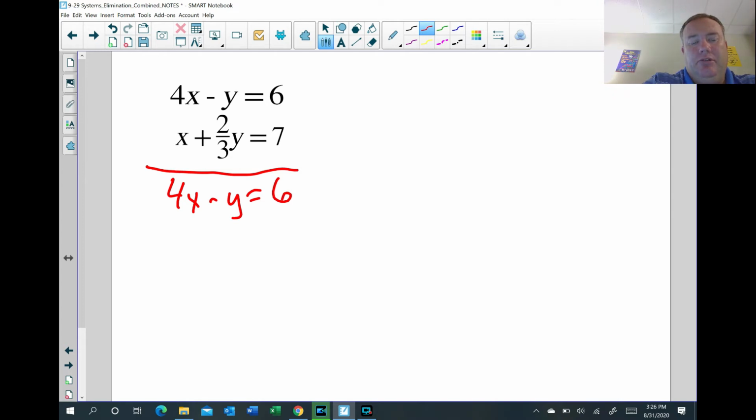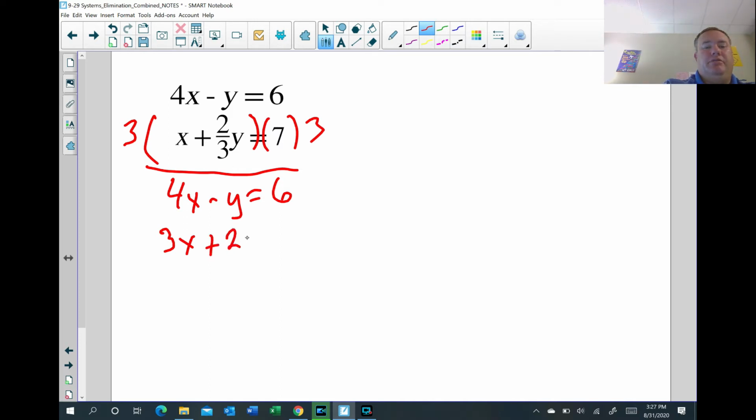What I am going to do is change the second equation by getting rid of the fraction. The way to get rid of the fraction is to multiply the whole thing by the largest denominator. Well, the largest denominator there is 3. So that means I'm going to multiply everything in this equation by 3, both sides. X times 3 is 3x. 3 times 2/3 is actually 2. So you get 2y. And 7 times 3 is 21. So that is how I get rid of a fraction.